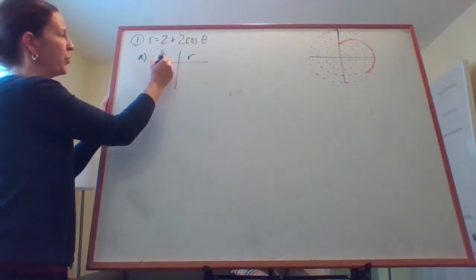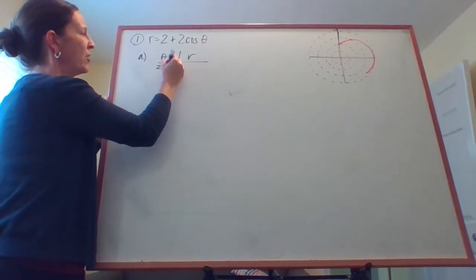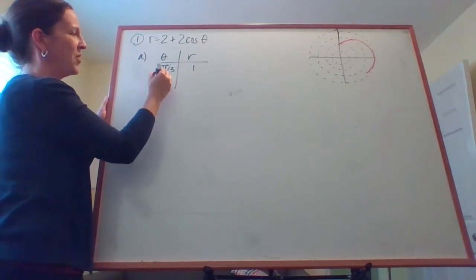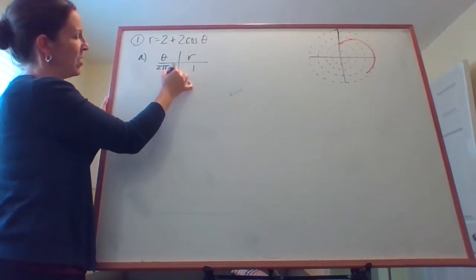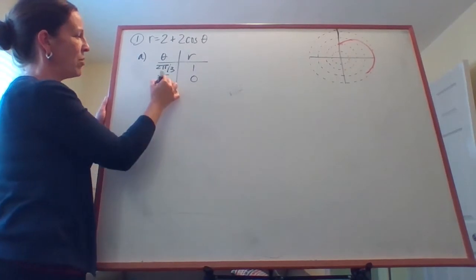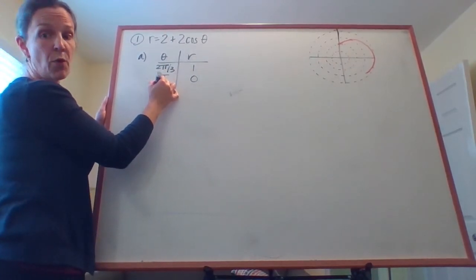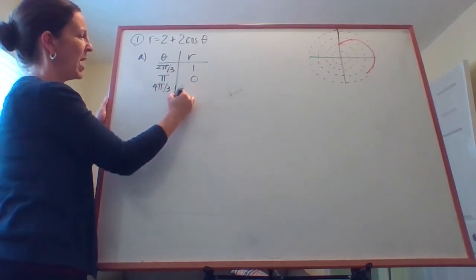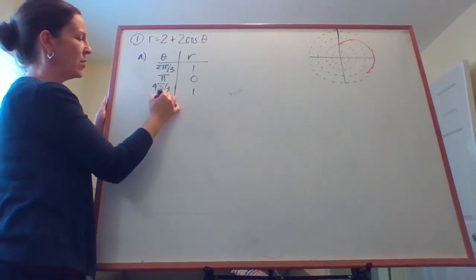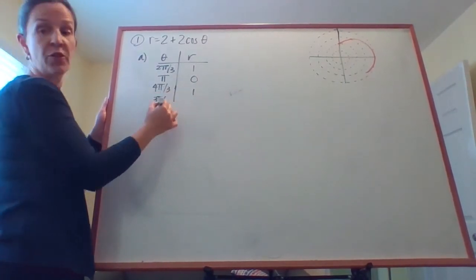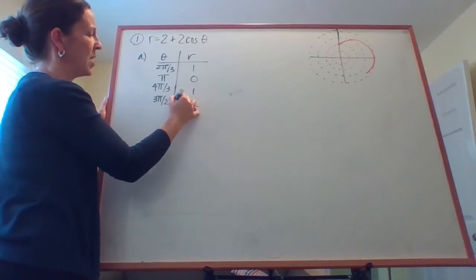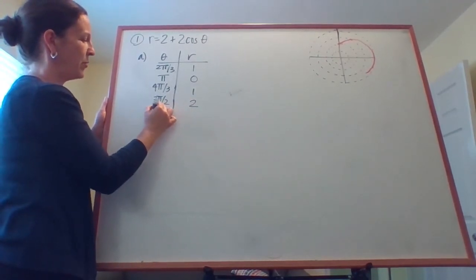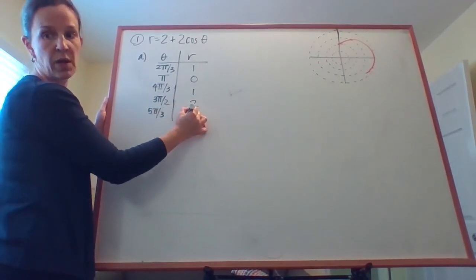was 2 pi over 3, the r value was 1. When theta was pi, the radius was 0. When theta was 4 pi over 3, the radius went back to 1. Theta was 3 pi over 2, the radius was 2. And at 5 pi over 3, the radius was 3.